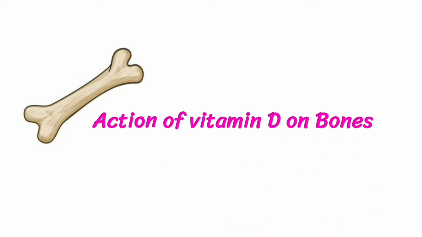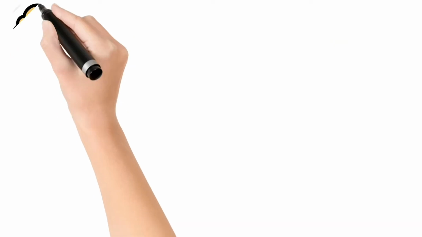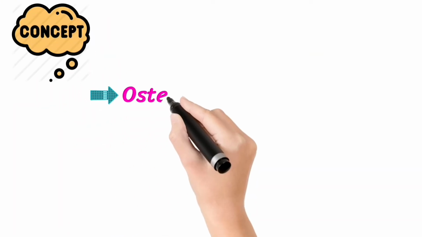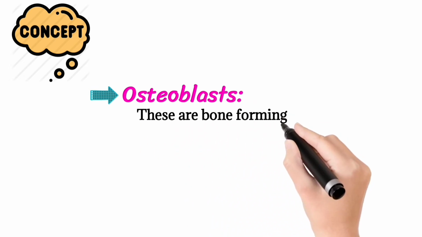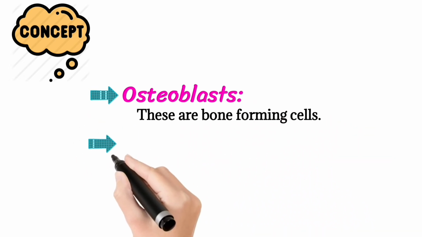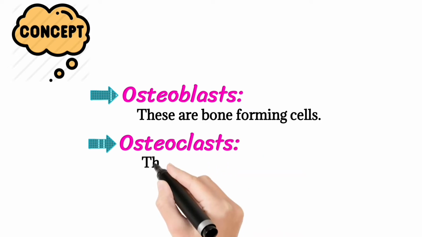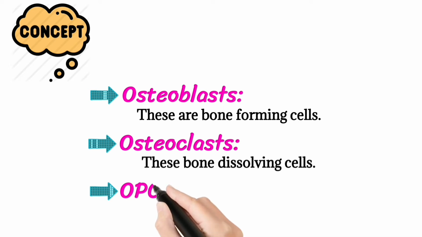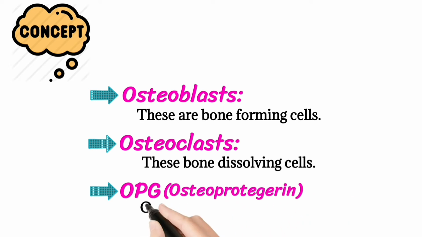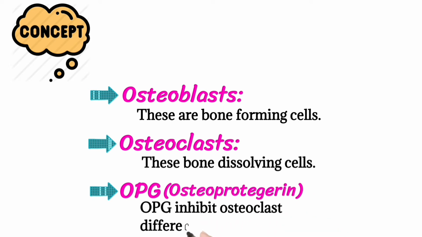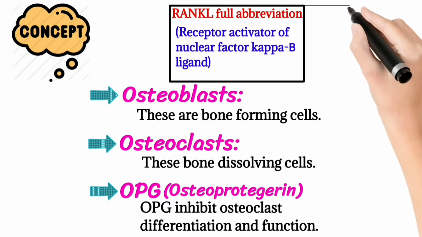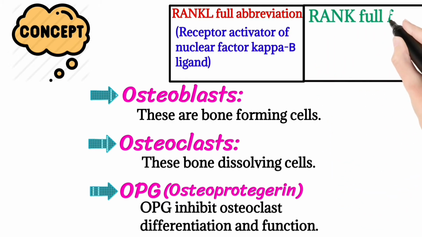Action of vitamin D on bones. First, we will understand some short and important terms, which are osteoclast and osteoblast. Osteoblast cells are bone forming cells. Osteoclasts are bone dissolving cells, right? OPG means osteoprotegerin. OPG inhibits osteoclast differentiation and function. RANKL full form you see in bracket, and RANK full form you see in bracket.